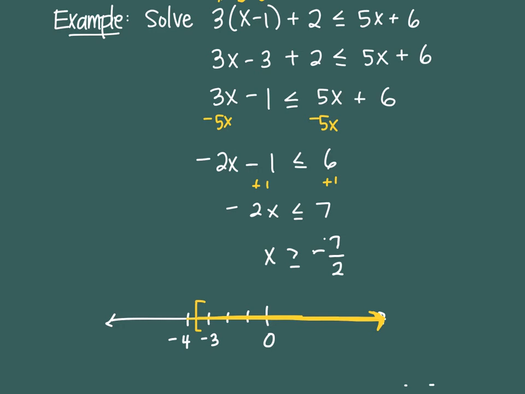So if you need to, make an official note: flip the sign only when multiplying or dividing by a negative number.